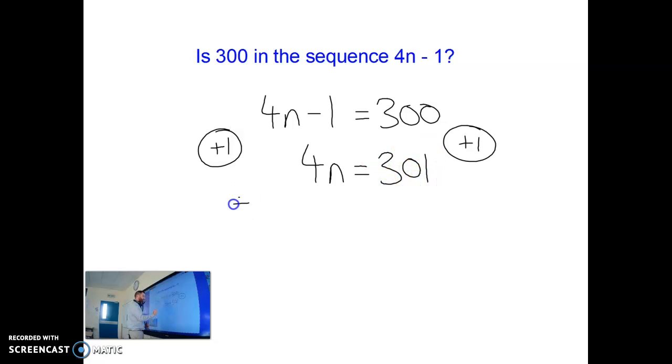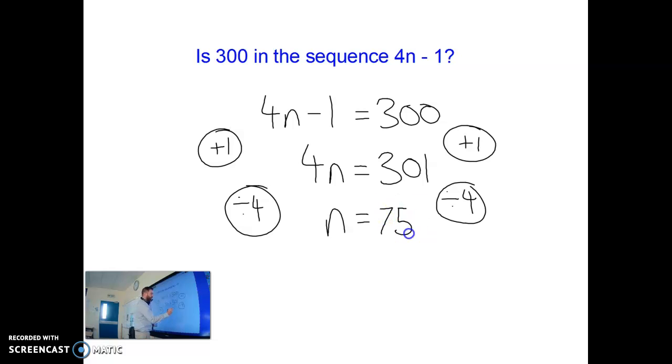And when I divide by 4, unfortunately, we get a remainder. So n equals, well, divide by 2 is 150.5. Divide by 2 again, we get 75.25 or 75 and a quarter. Sorry, I've mixed the decimal and the fraction there. So 75 and a quarter, it's not in there. No, it's not in the sequence, because that is not a whole number.